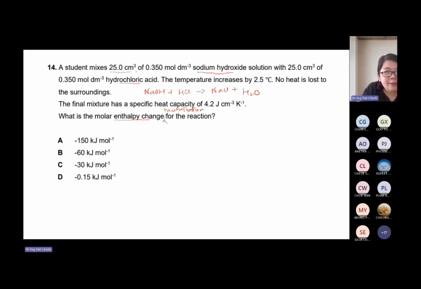Now I'm given the concentration and volume of base, and volume and concentration of acid. Why did they give us this? Because we can find the number of moles, then we can find the number of moles of water that is formed. So the number of moles of NaOH will be MV over 1000, 0.350 times 25 divided by 1000. That would be 0.35 times 25.